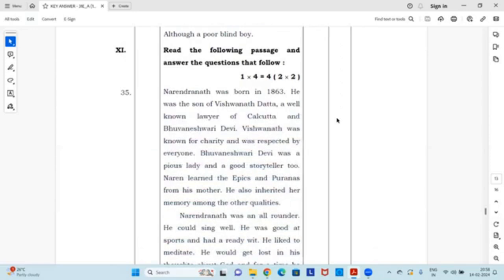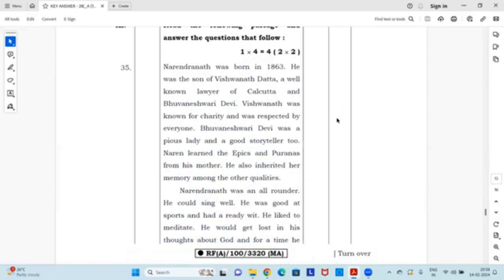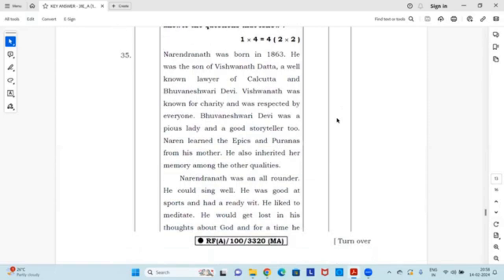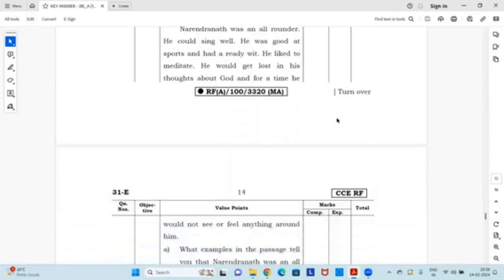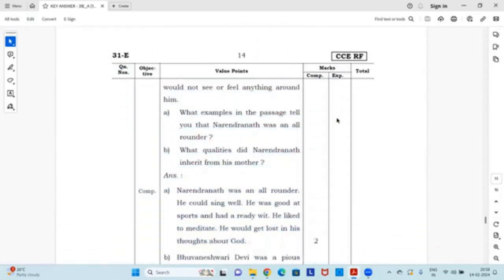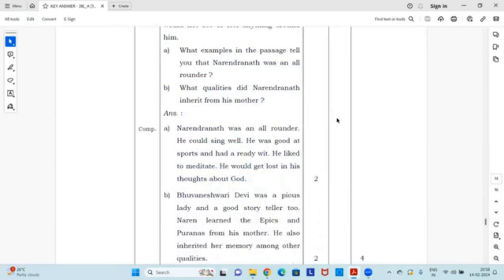Next, 11th main: read the following passage and answer the questions. Here is a paragraph about Narendra Nath. You can pause and check the comprehension passage given here, and then there are questions below. Question 1: What examples in the passage tell you that Narendra Nath was an all-rounder? The answer is given here. Narendra Nath was an all-rounder. He could sing well, he was good at sports and had a ready wit. He liked to meditate. He would get lost in his thoughts about God. All these are given in the paragraph you just read above, so from that you have to write the answer. The second question given here is, what qualities did Narendra Nath inherit from his mother?